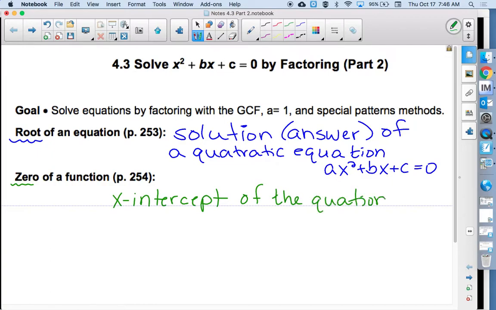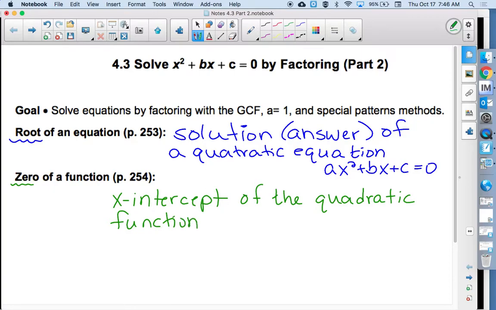Does anybody remember what an x? This was supposed to say quadratic. Anybody remember what an x-intercept is? I have a rough time spelling.